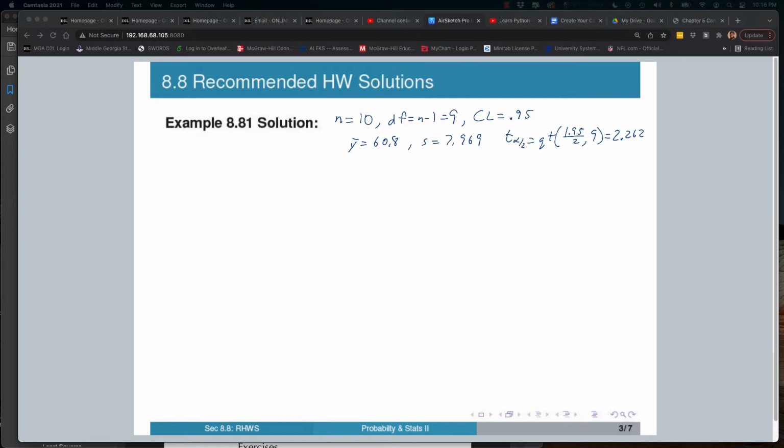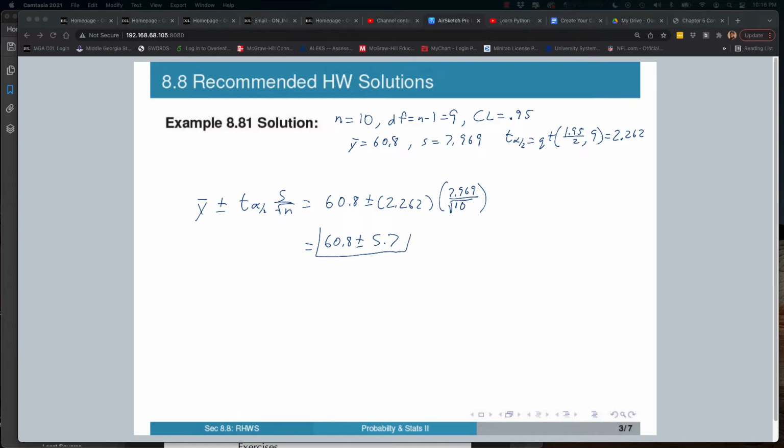So we're just using the formula y bar plus or minus the critical value t sub alpha over 2 times s over the square root of n, which gives me 60.8 plus or minus 2.262 times the standard deviation, which is 7.969, divided by the square root of the sample size, which is 10. And that just equals 60.8 plus or minus 5.7.